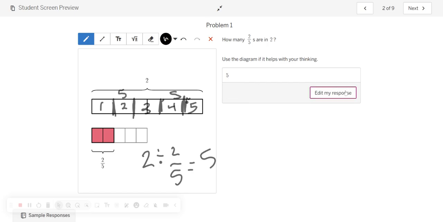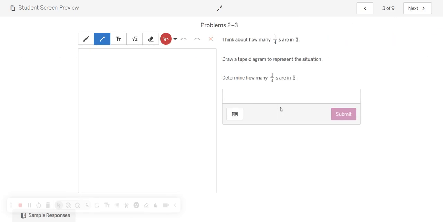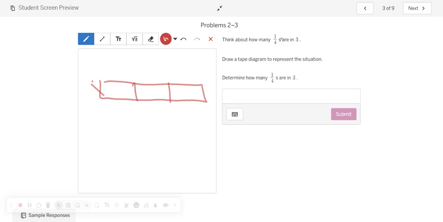And over the next couple days, we're going to figure out quicker ways to do this, but the tape diagram helps you see it. So how many 1/4 are in 3? I wanted to draw a box and go 1, 2, 3, and it says fourths. So there's 4 pieces here, 4 pieces here, 4 pieces here. So 3 divided by 1/4 equals 12.